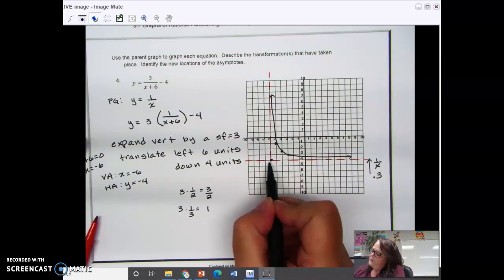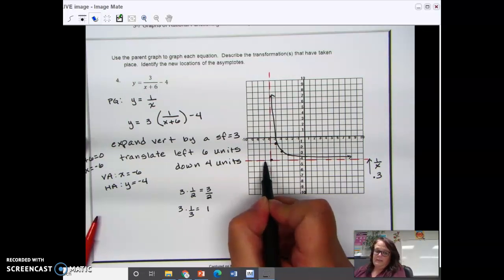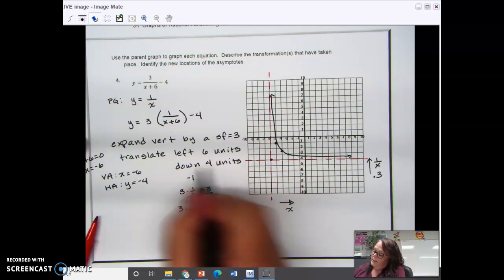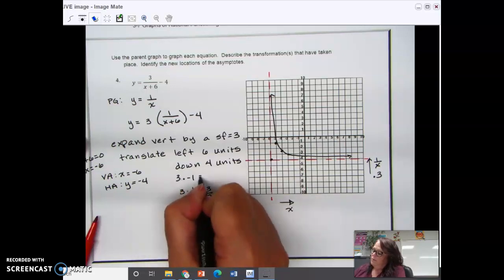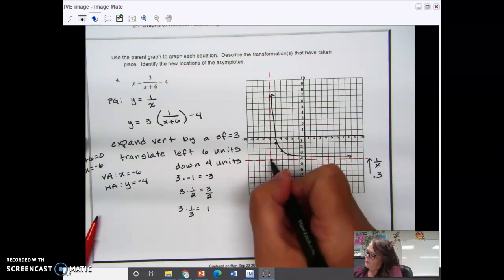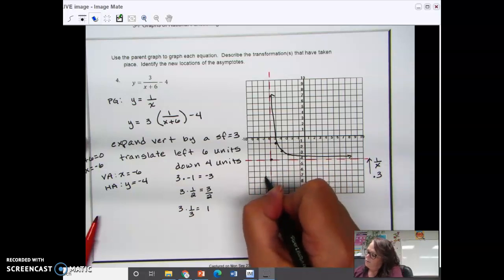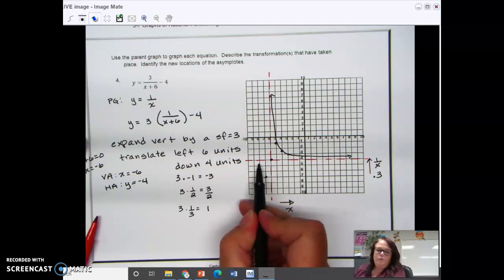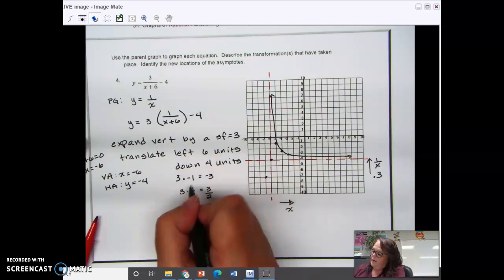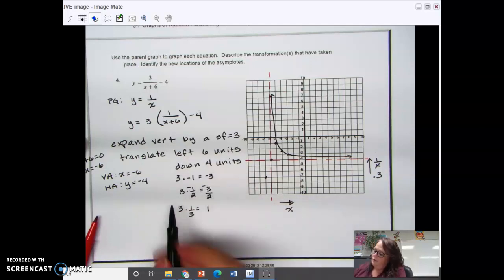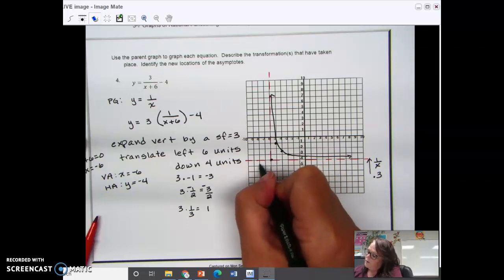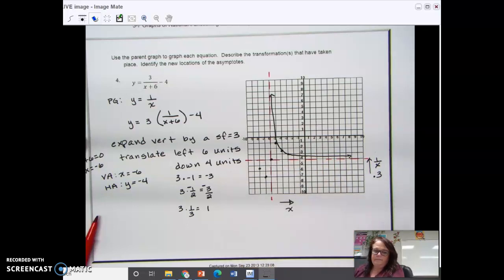So then on the left, when I go to the left 1, that means the reciprocal of negative 1 is negative 1. And if I multiply that by 3, that means I'm going to go down 3. So to the left 1, down 3. Then if I go to the left 2, the reciprocal would have been negative 1/2. The reciprocal of negative 2 is negative 1/2. But now when I multiply that by 3, I'm going to go down 3 halves or 1.5.